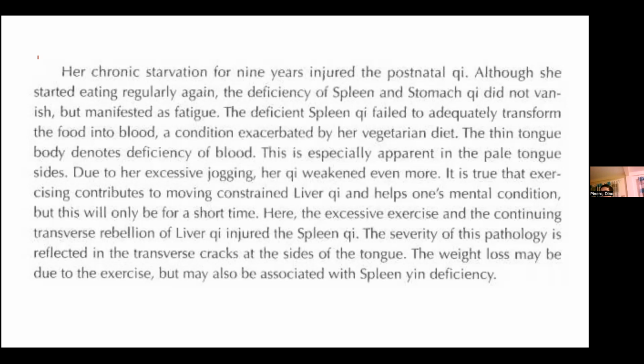It is true that exercising contributes to moving constrained liver Qi and helps one's mental condition, but this will only be of short time. Here, the excessive exercise and the continuing transverse rebellion of liver Qi injure the spleen Qi. The severity of this pathology is reflected in the transverse crack at the sides of the tongue. The weight loss may be due to the exercise, but may also be associated with spleen yin deficiency.